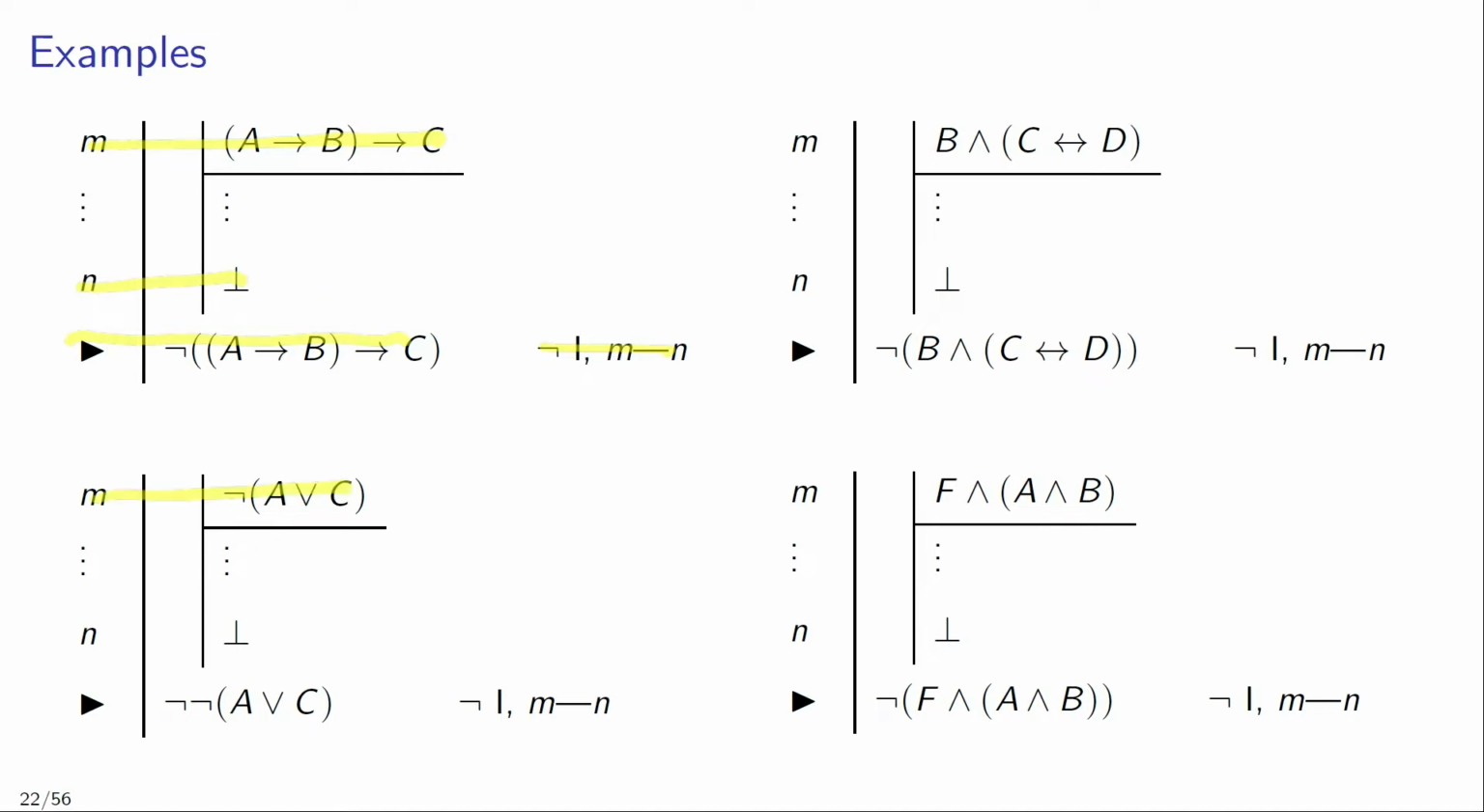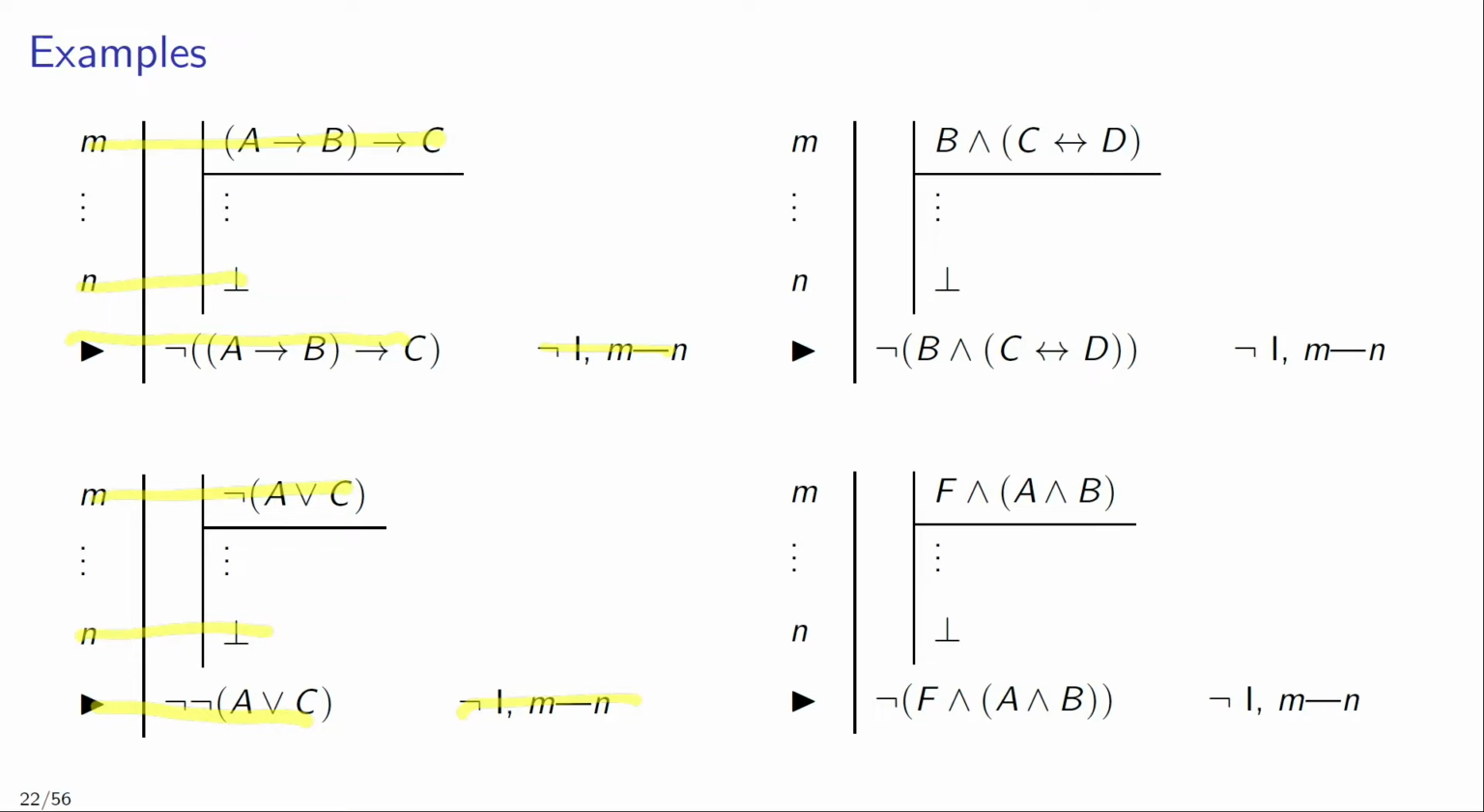If under the assumption that it's not the case that A or C, it follows that a contradiction must be true, then we can infer that it is not the case that it is not the case that A or C. And cite negation introduction applied to lines m to n.